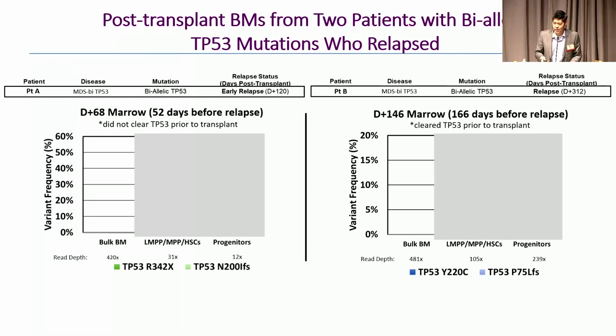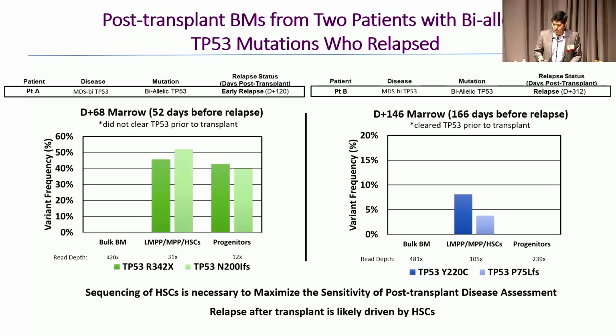They both had biallelic p53 mutations, both relapsed. We had bone marrows from 52 days and 166 days, respectively, before relapse. And if you look at the bulk unfractionated bone marrow with high-depth sequencing, 400x coverage with the same pipeline, you can't see a single mutated read. But if you sort HSCs and MPPs, as shown on the left, these are heterozygous mutations, so nearly all of these cells are actually involved with the mutations. In the sample on the left, most of the progenitors are involved as well. If you look on the right, this is a good example of a case where you can only see the mutations if you sort HSCs and MPPs.